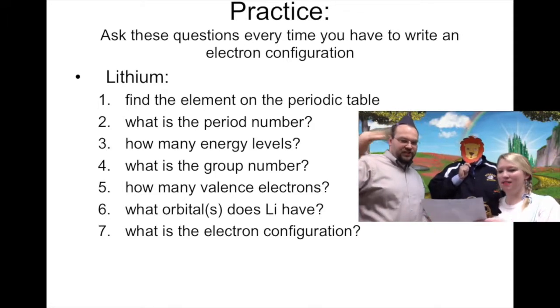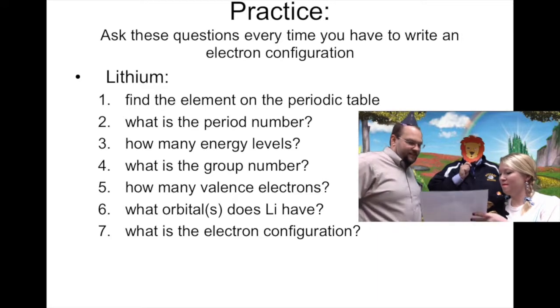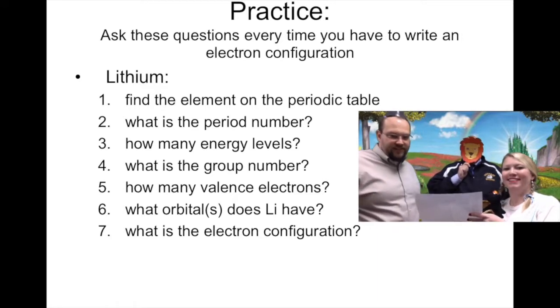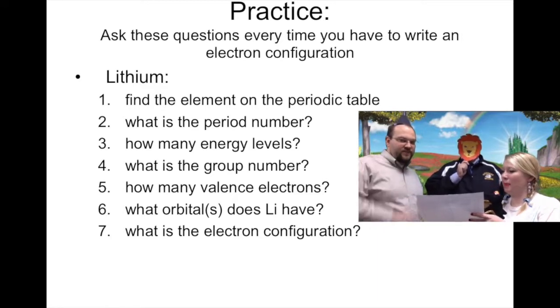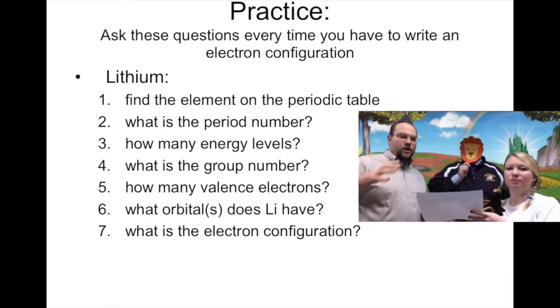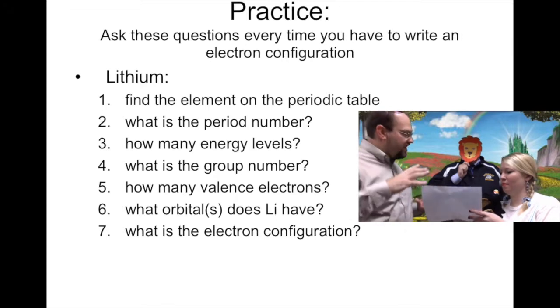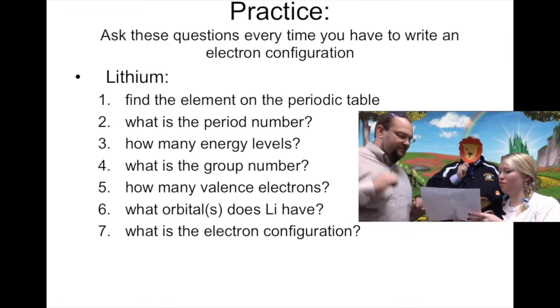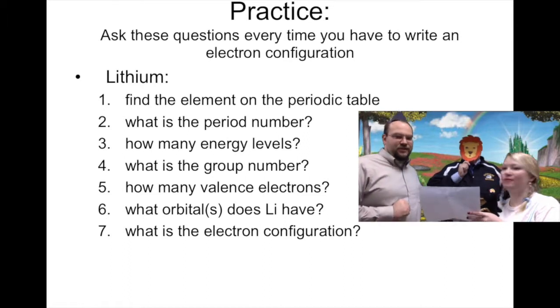Now, group numbers are the columns. So, what group is it in? 1. Perfect. So, if it's in column 1, how many valence electrons should it have? 1. All right, perfect. Now what block or what shape is that orbital? What letter is that? P, isn't it? Close. S? S, very good.